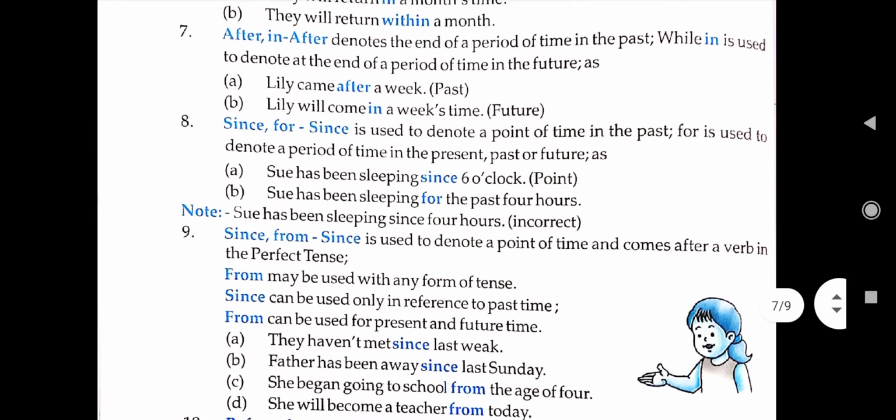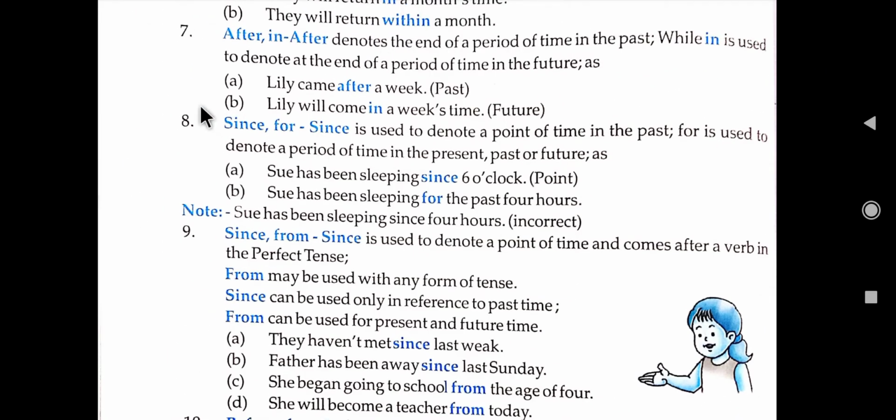Now next one is since and for. Since is used to denote a point of time in the past. For is used to denote a period of time in the present, past or future. So since is used whenever you have a specific time in the past. We are talking about a specific time in the past, you always use since. And for is used for a duration of time. It may be in the future, present or past tense.